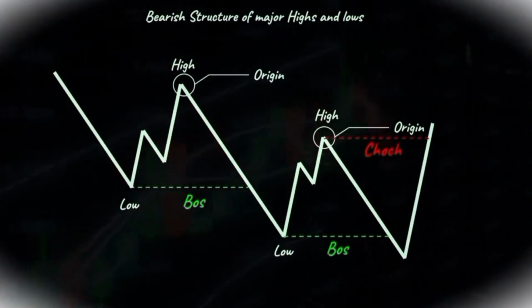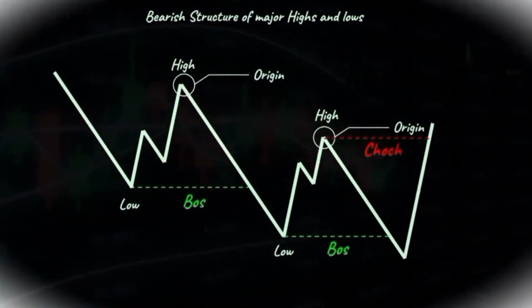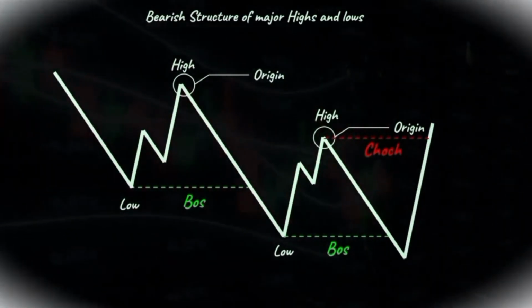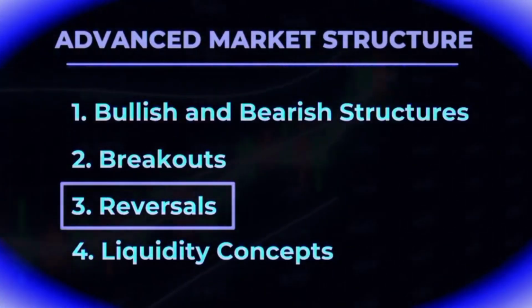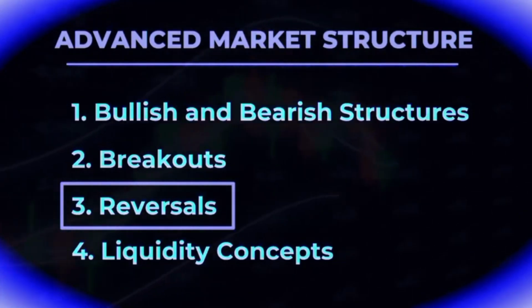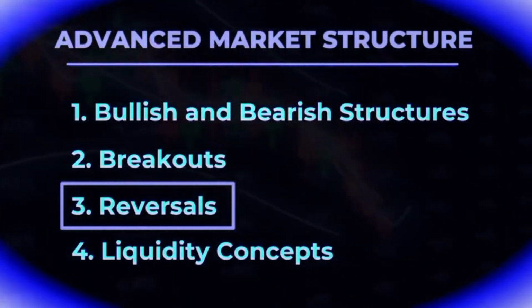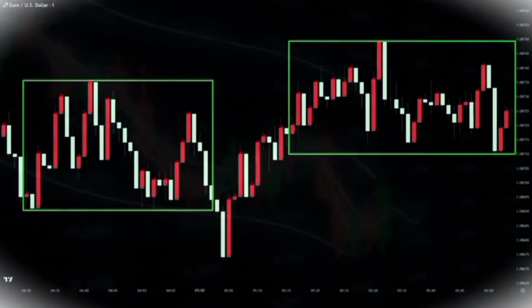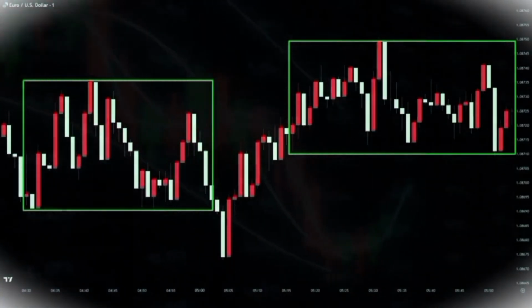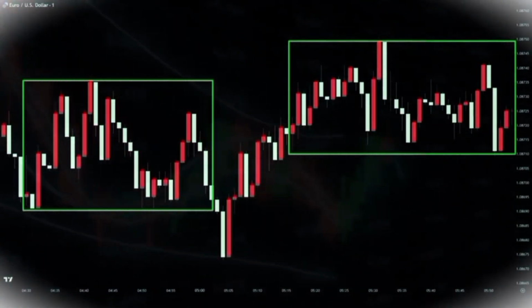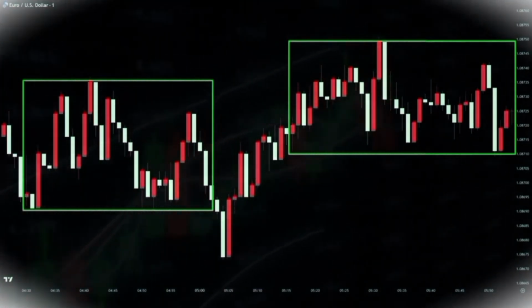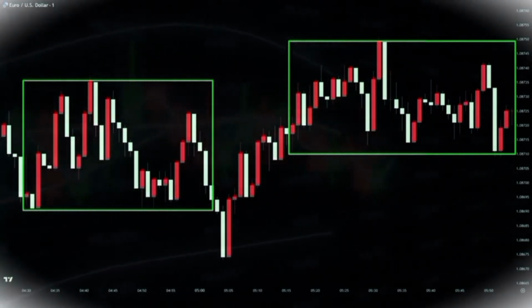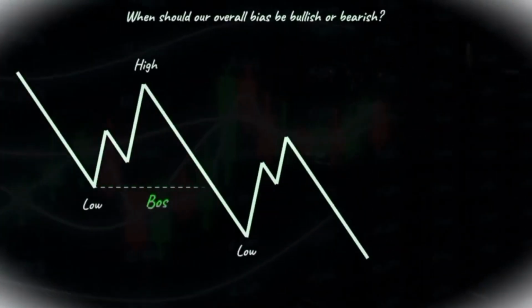Now let's move on to the next topic, trend reversals and change of character, which is a bit complicated. Now we reach the next topic, reversals. We previously mentioned that we have two kinds of market behavior, a trending and a ranging market. Sometimes it's hard to identify the direction of the market, or it feels like the price has been trapped in a box. The subject of the ranging market is out of the scope of this video. So let's focus on when an uptrend turns into a downtrend and vice versa. Or in essence, when should our overall bias be bullish or bearish?